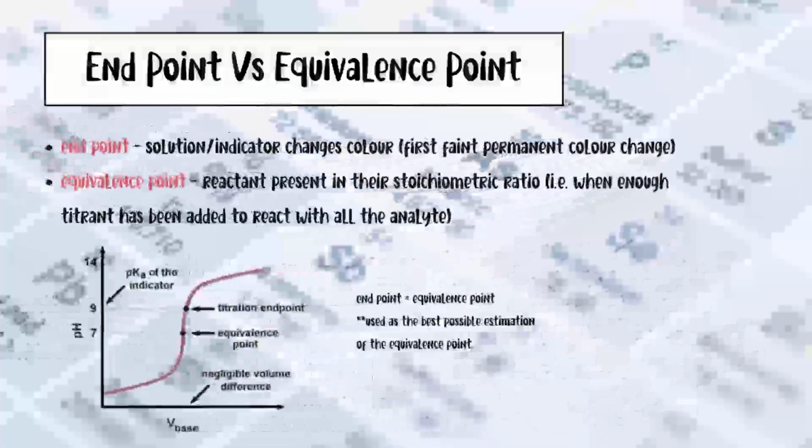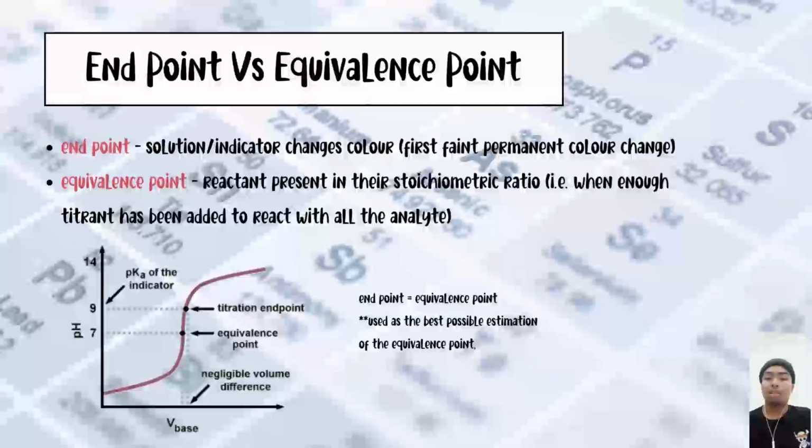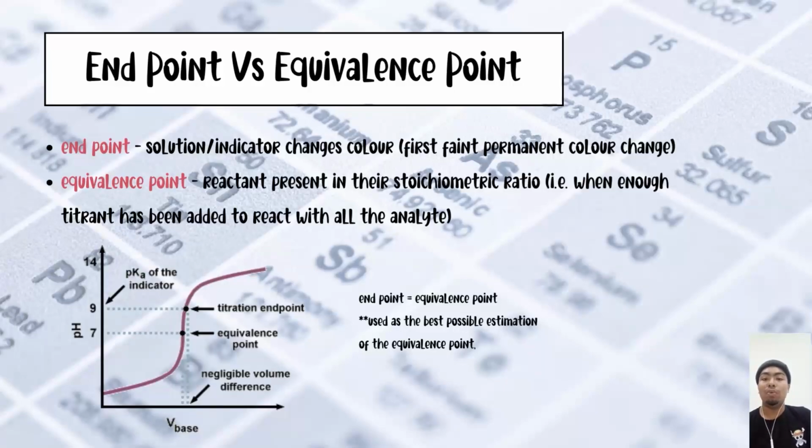The endpoint of the titration, as we get the first faint permanent color change, is not the same as the equivalence point, which is when the reactants are present in the stoichiometric ratio. So if you look at the balanced equation, when you've got exactly the ratio of reactants present, then your conical flask is at the equivalence point. Now this graph may explain that a little bit better.